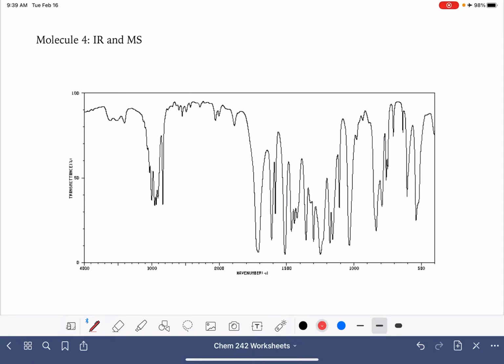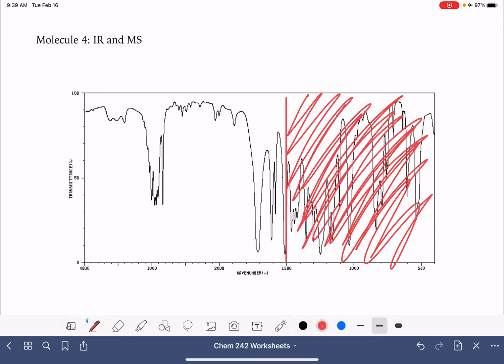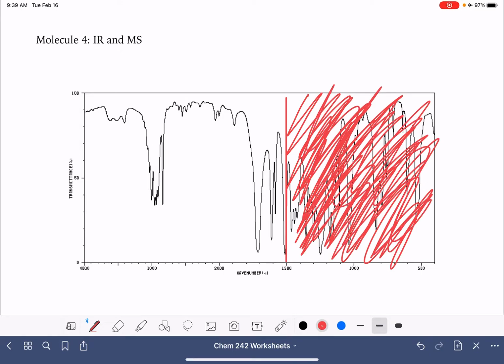We have one more molecule that we're going to look at combined: IR, mass spec, proton NMR, carbon NMR. This is a really intense IR. There's a lot of stuff going on here. So we're going to begin by just crossing off everything in the fingerprint region to the right of the 1500. We don't want to pay any attention to that at all because we've got enough stuff to look at.